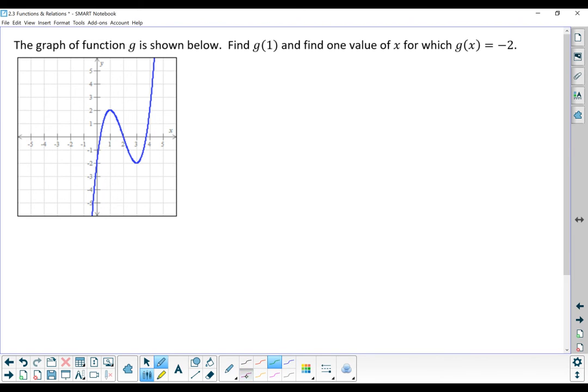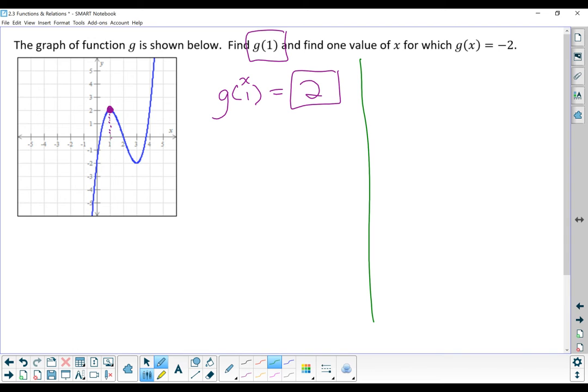Also, Alex is not consistent in which order it asks the question. So this one starts with what is g of 1? Well, again, that's your x value or your input. So the input 1 is here, and the height of the function is 2. So my answer is 2.